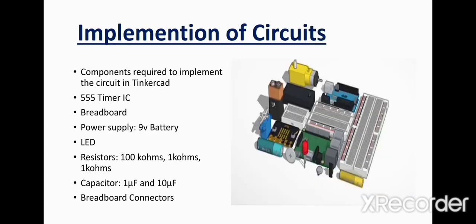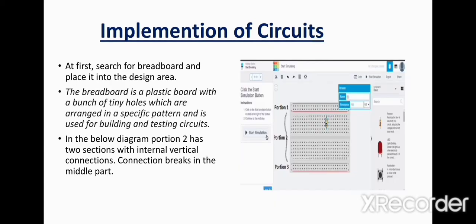For the implementation of the circuits, we need components like the 555 timer IC. It is an integrated circuit which is used for timer delay from microseconds to multiple hours and can work on a wide range of voltages. And then the breadboard, power supply, LED, resistors, capacitors and different connectors. For the implementation of circuits, first of all you have to select the breadboard as you have chosen the workspace in the 3D design option.